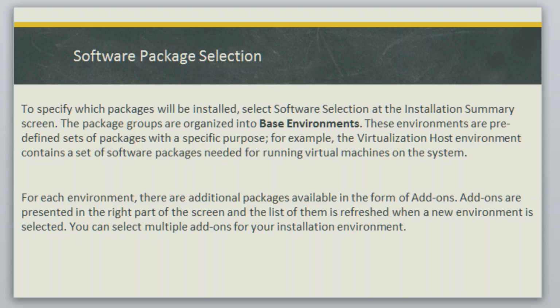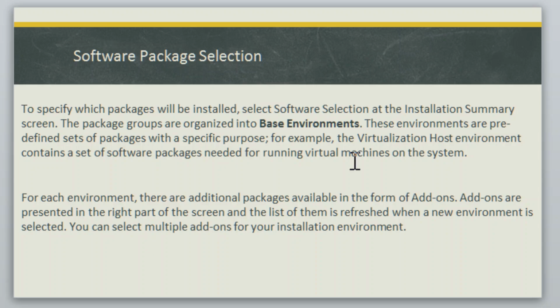Alright guys, we're going to go ahead and start talking about software package selection. To specify which packages will be installed, select software selection at the installation summary screen. The package groups are organized into base environments. These environments are predefined sets of packages with a specific purpose. For example, the virtualization host environment contains a set of software packages needed for running virtual machines on the system. So guys, this is that screen where we saw server GUI, minimal installation, FTP server.